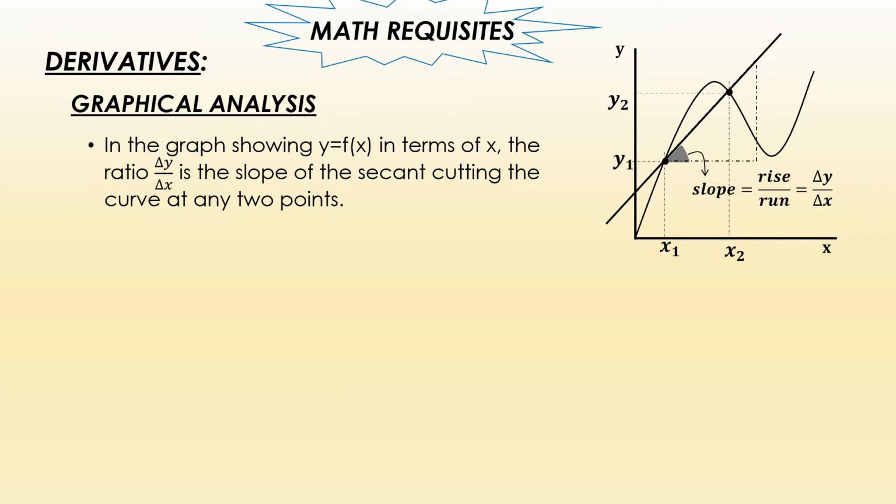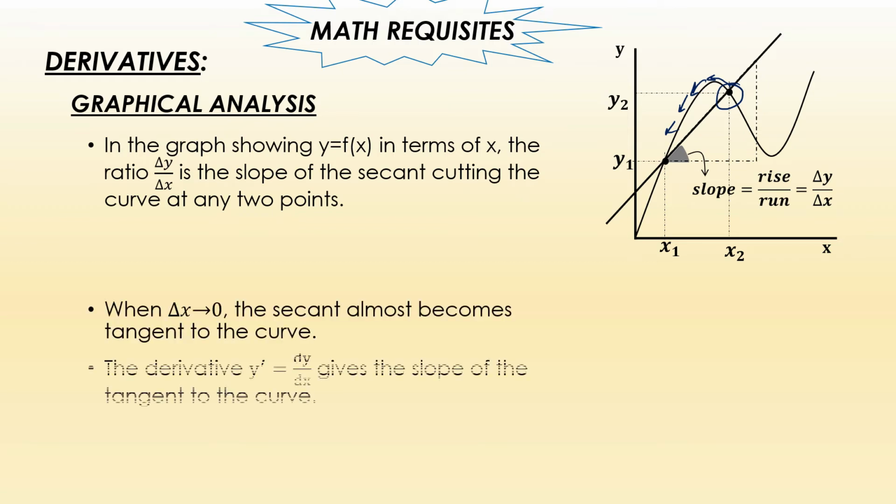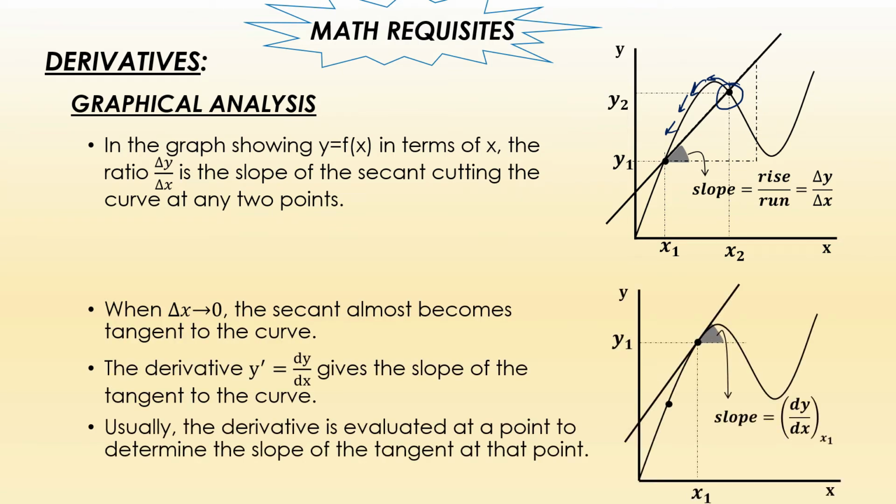Now, if we move this point, or think about it as if it's moving, towards this point, so this variation becomes infinitesimal, as in very small. So instead of dealing with wide variation, like over here, we are dealing with very minute and small variation. When delta x tends to 0, the secant becomes a tangent to the curve. The derivative y prime, which is dy by dx, gives thus the slope of the tangent to the curve.